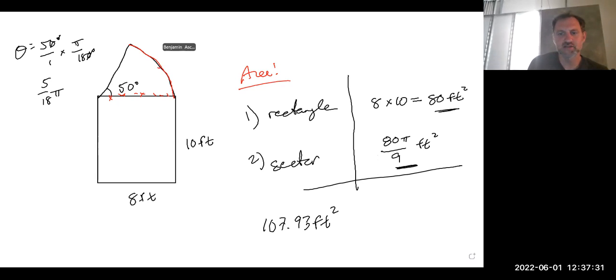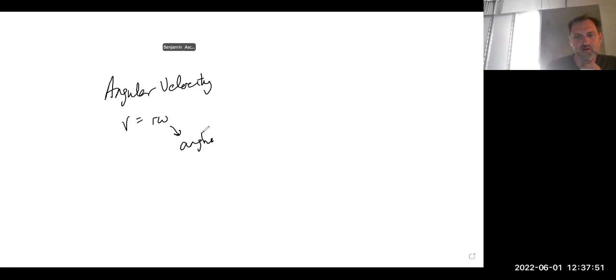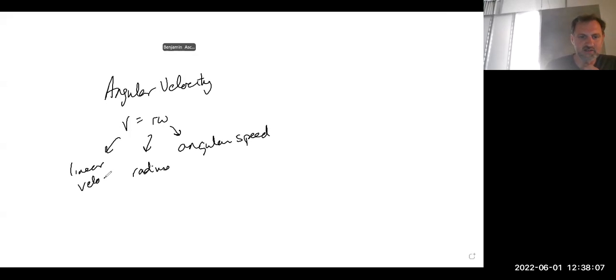Okay, so the last type of problem in this set is looking at angular velocity. Angular velocity has a formula: v equals r omega. Omega is the angular speed, r is the radius, and v is the linear velocity. Linear just means what is it in a straight line, right?